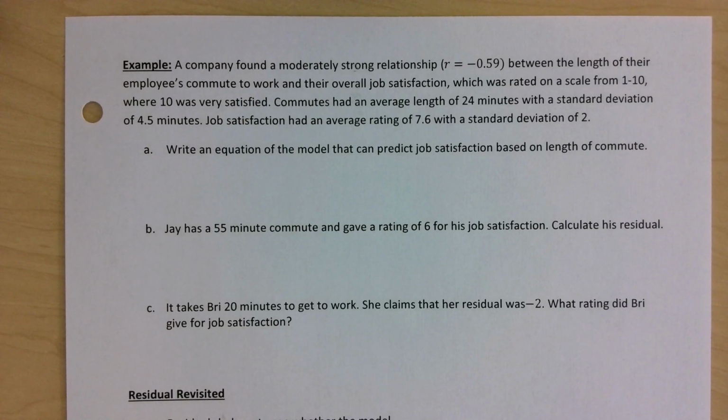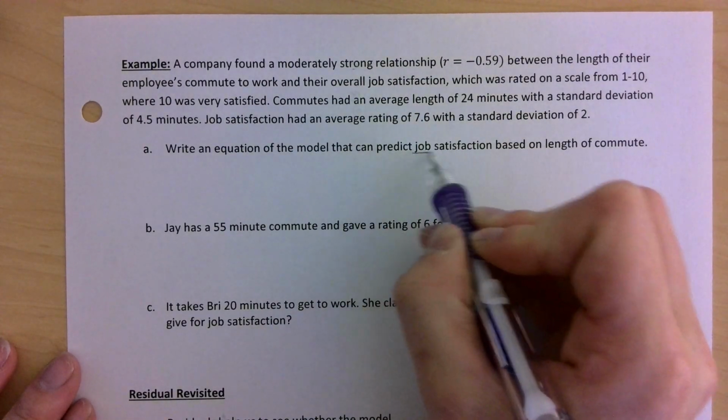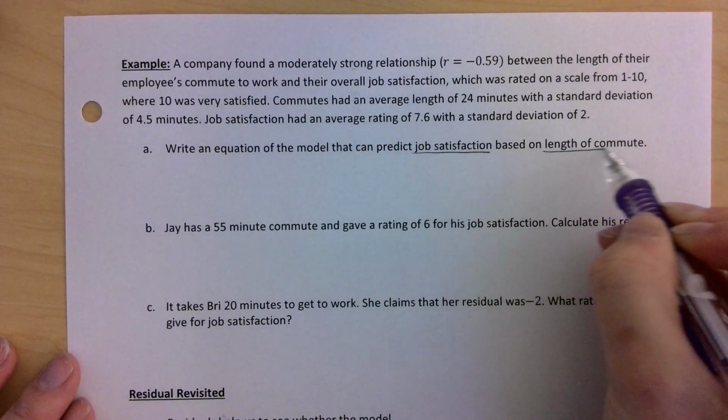Our example here says a company found a moderately strong relationship, r is negative 0.59, between the length of their employees' commute to work and their overall job satisfaction, which was rated on a scale from 1 to 10, where 10 was very satisfied. Commutes had an average length of 24 minutes with a standard deviation of 4.5 minutes. Job satisfaction had an average rating of 7.6 with a standard deviation of 2. The first thing that we want to do is write an equation of the model that can predict job satisfaction based on length of commute.